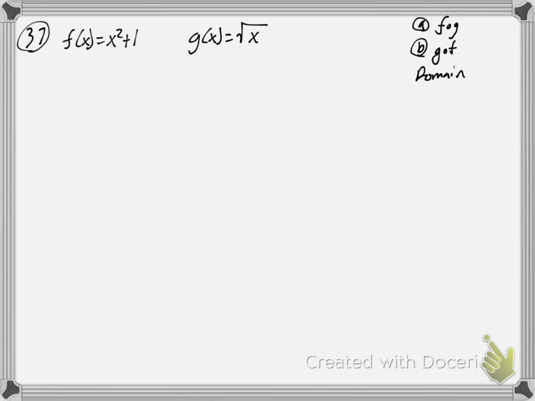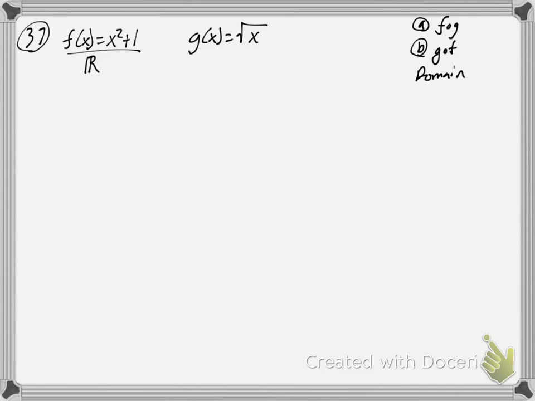Alright, now on to more compositions of functions. They just throw a few other things in there, like domain. So for this one, they want us to find f of g and g of f, but they also wanted to know the domain of each individual function and the composition of those functions. So for instance, this one, f of x, is great. That's just all real numbers. There's nothing wrong with any of those, so that's just all real numbers. That's a really ugly symbol. Let's try that again. All real numbers.